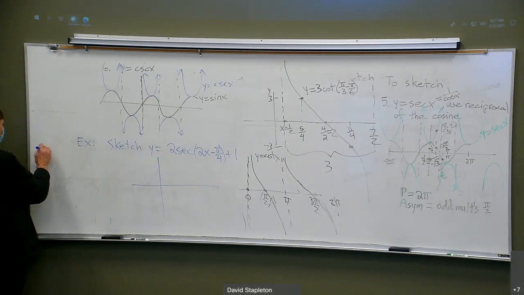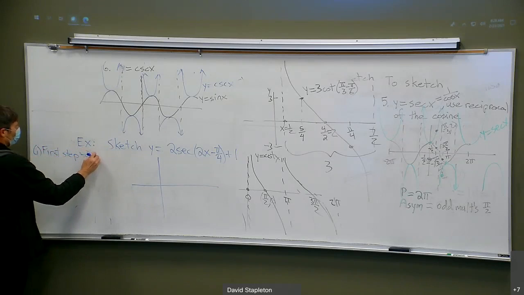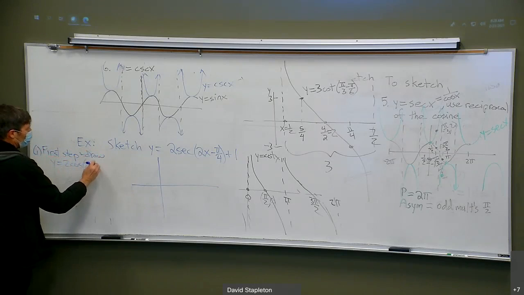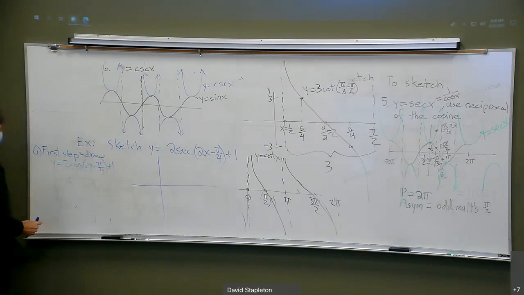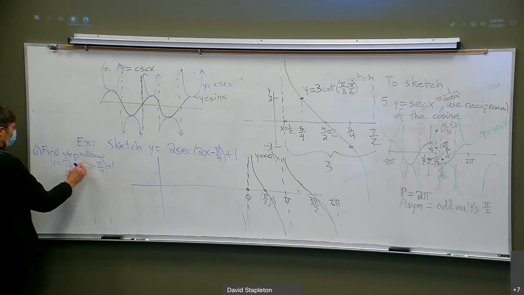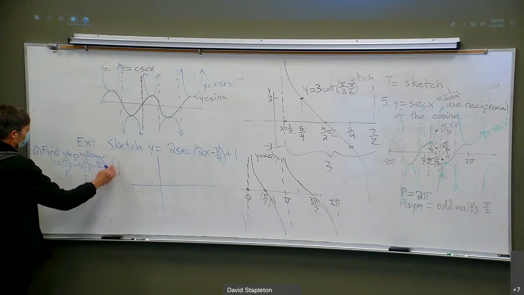To sketch this, it's a two-step method. If you do a two-step dance, you can do a two-step thing here. First step is to sketch the corresponding reciprocal function. Sketch y equals 2 cosine 2x minus pi over 4 plus 1. Exactly the same thing, just with secant replaced by cosine. I know exactly how to do this because we already did these, right? Here a equals 2, b equals 2, c equals pi over 4 with subtracted, and d equals 1.